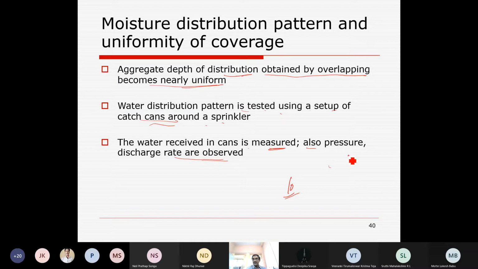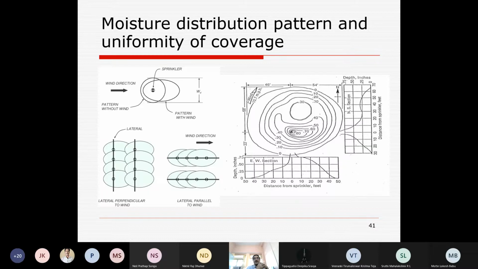What is the pressure system operated to measure this condition? What is the operating pressure and what is the rate of discharge of individual sprinkler or the whole system? We need to observe in that sense. Now, this is the distribution pattern and uniformity of coverage.